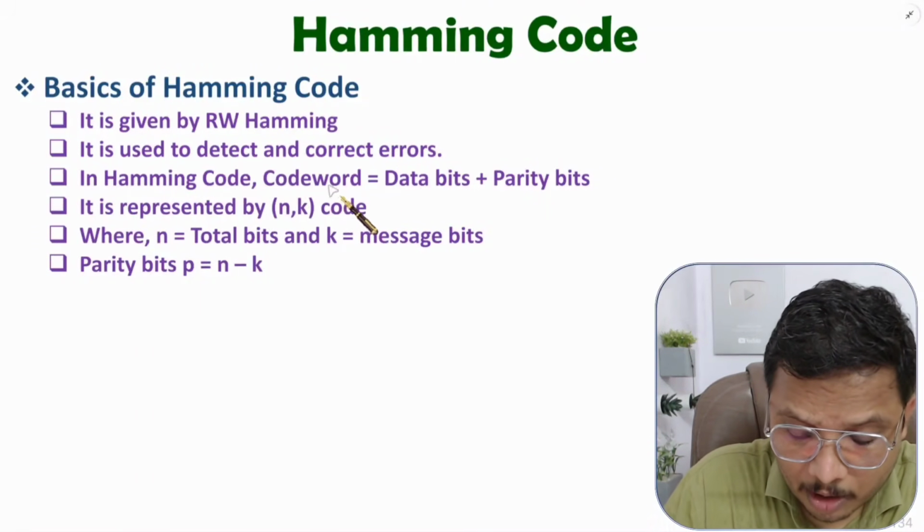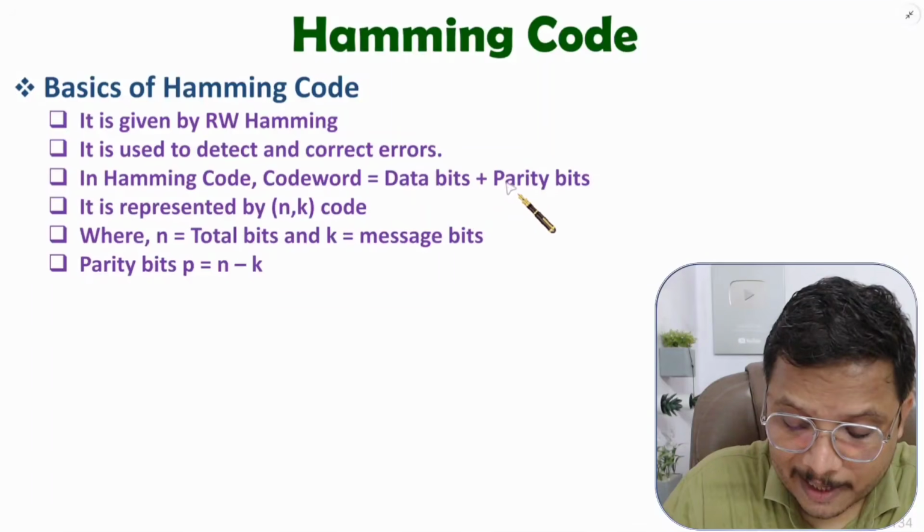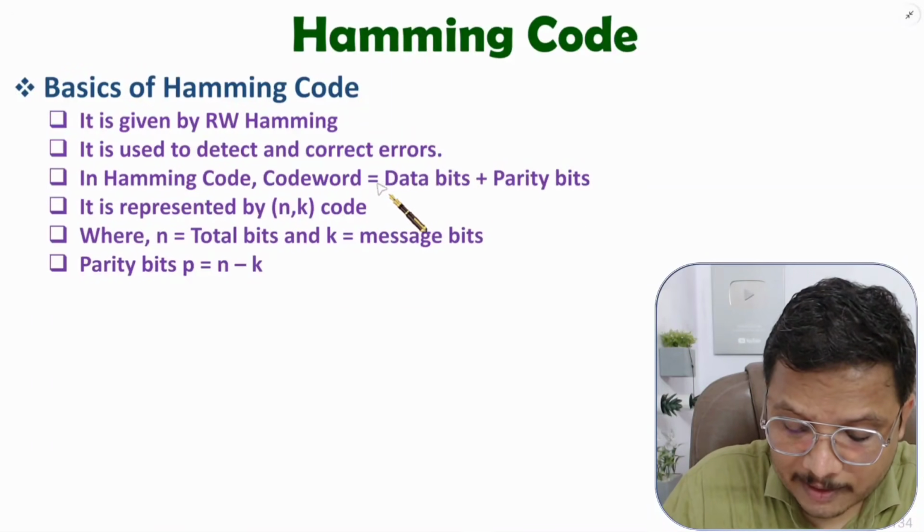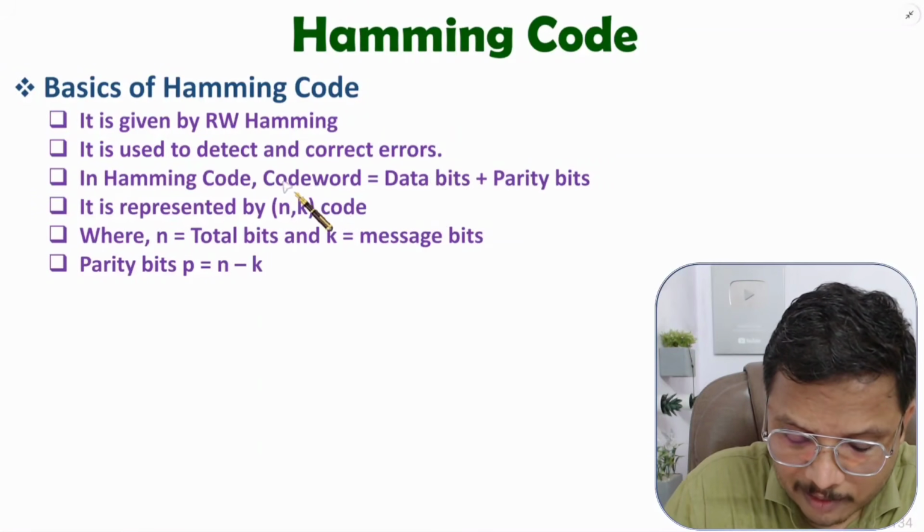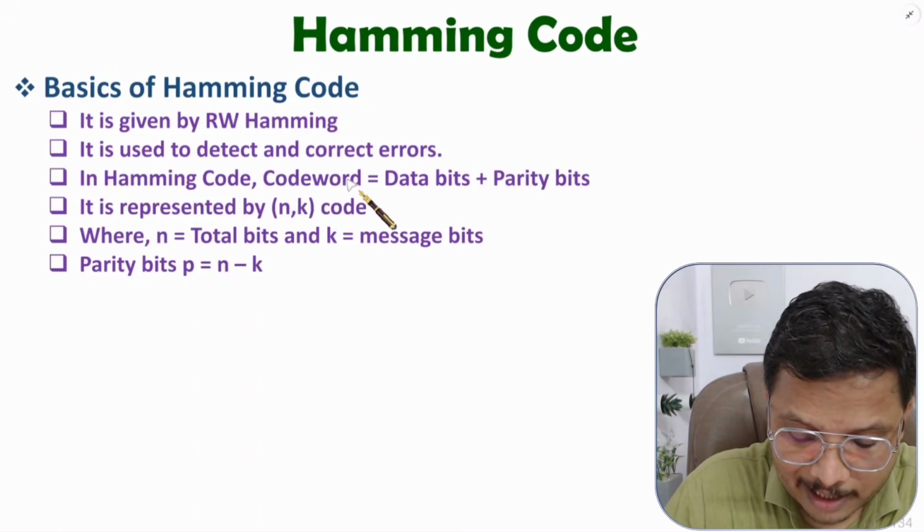In Hamming code, the code word is data bits and parity bits. Along with data bits, we will be adding redundancy. That redundancy will be parity bits, and based on this combination, the code word will be generated, and this code word can detect the error as well as correct the error.